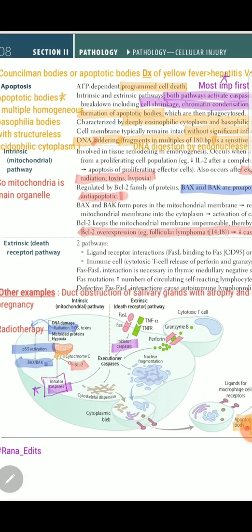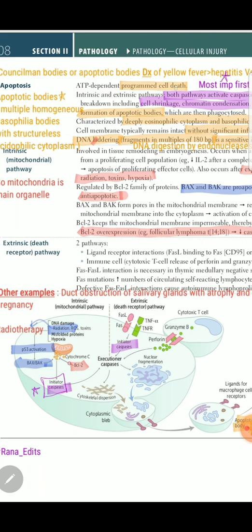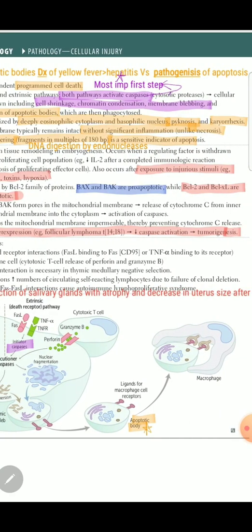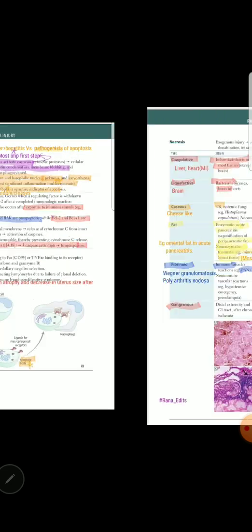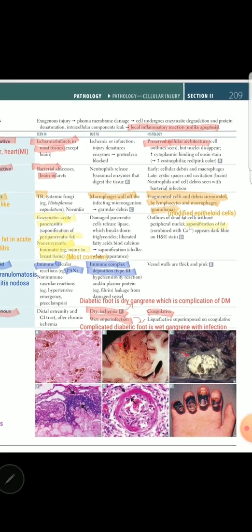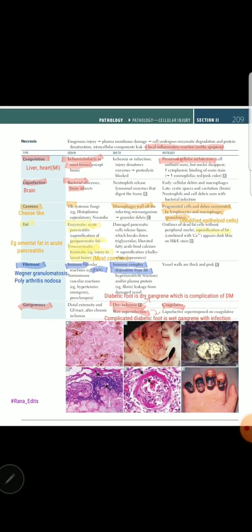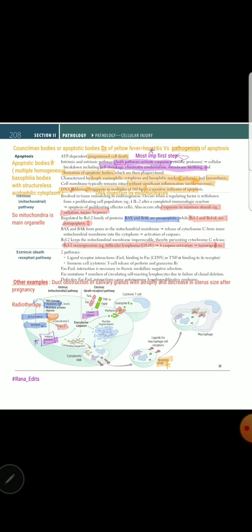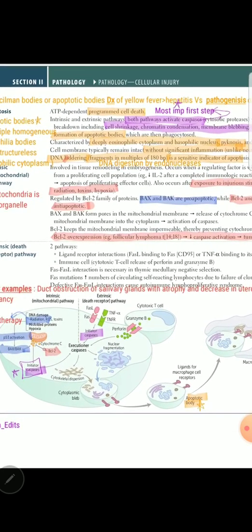So the first MCQ will be: it is a programmed cell death. The other difference from necrosis given here is that it occurs without significant inflammation. And when looking into necrosis, we know it has a local inflammatory reaction. There are a few types of necrosis given here, and there are two pathways for apoptosis given here.